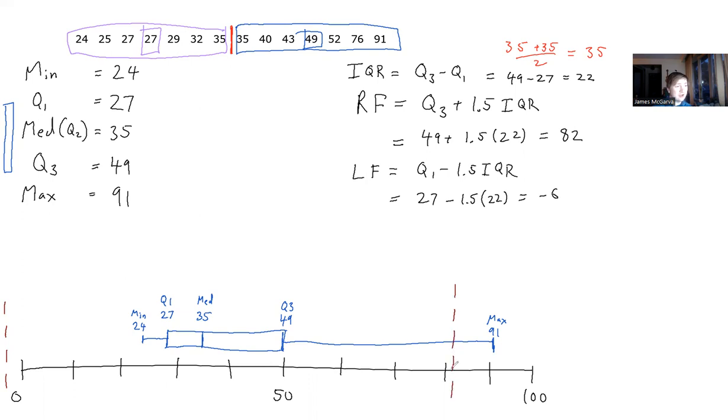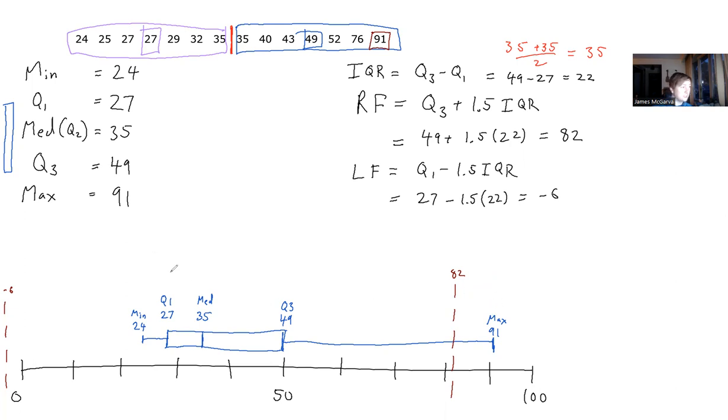Now the fence is not actually part of the box plot. The fences are used to tell us where we might find outliers. And so in this example, this 82 says that anything beyond 82 is suspected of being an outlier. So what's beyond 82? If we look back to our original data here, what's beyond 82? Just the 91. The 91 is the only thing that's past our fence. The 76 is close, but it's not past the fence. So we're not worried about the 76. The 91 is our only suspected outlier.